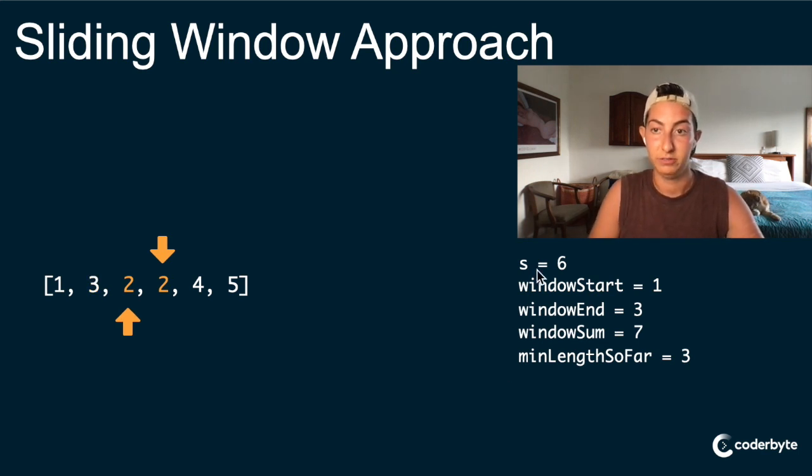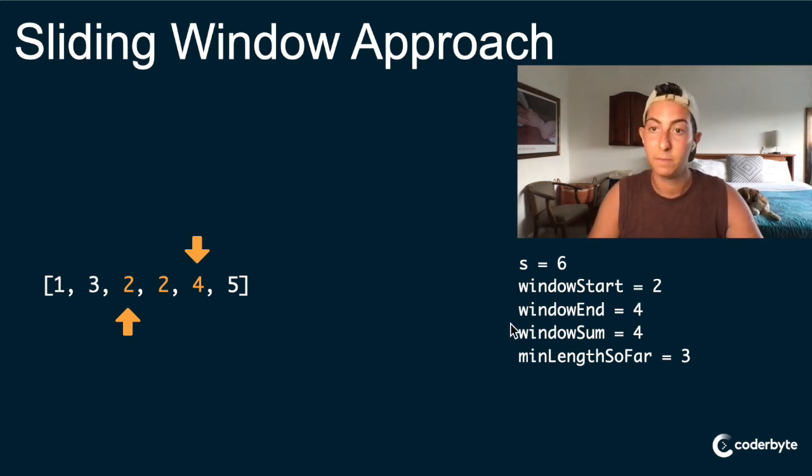So we increment window start, right? That's how we shrink our window. So window start is now 2. We subtract 3 from our window sum. So now we have 4 as our window sum, which is once again actually less than S. So we have to grow our window, and so on and so forth. But we can continue this example until we get to our final answer, because we will get a minimum length better than 3, right? So we increment our window end.